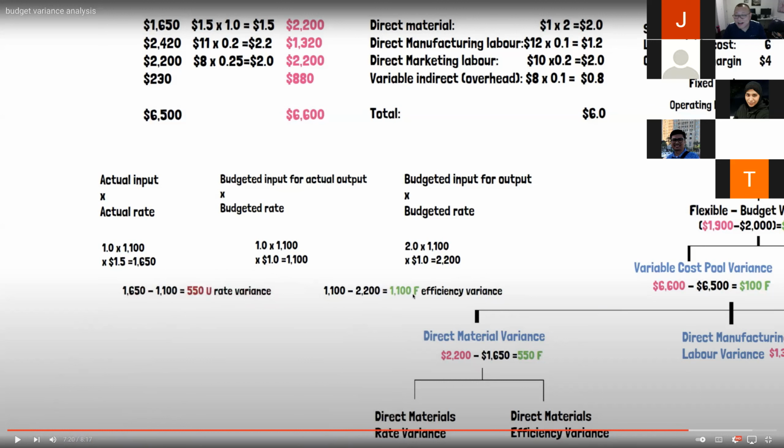Together, you have 1,100 favorable, which is kind of like a positive, and you have a negative 550 unfavorable. Together, 1,100 minus 550 is a 550 positive favorable. That's how we are able to explain the 2,200 minus 1650, this 550 favorable. We can break it down into a rate variance and an efficiency variance. Does this make sense?